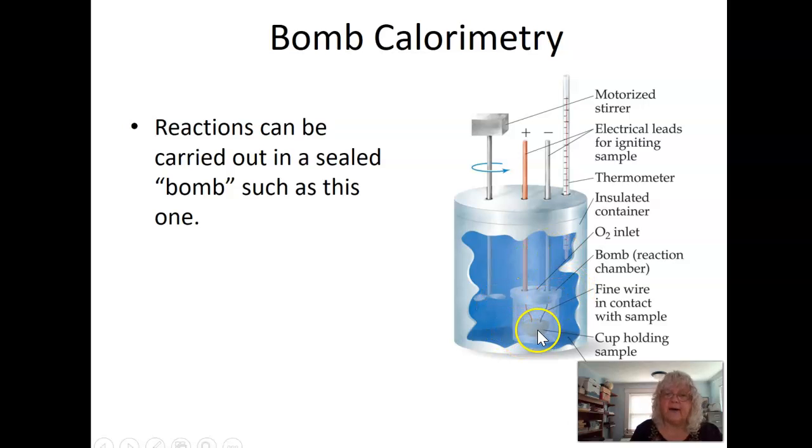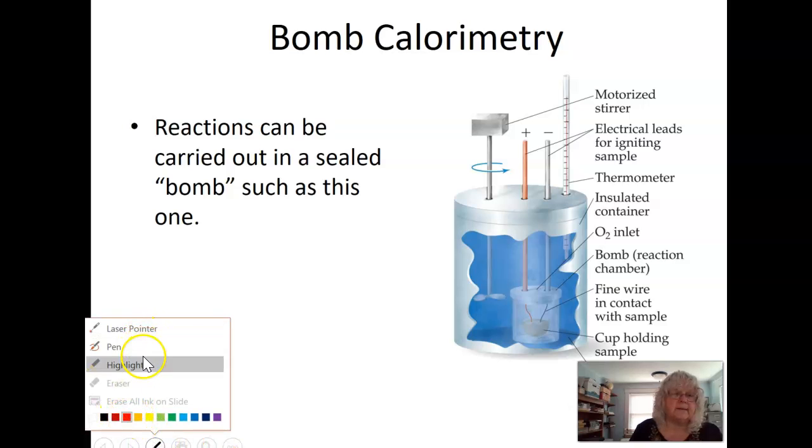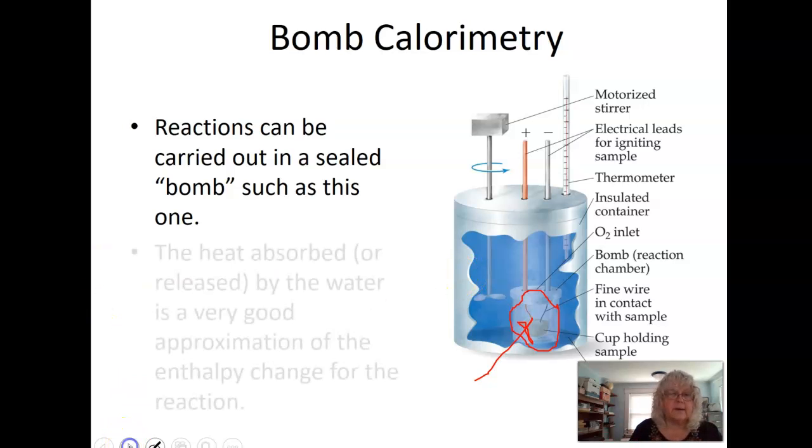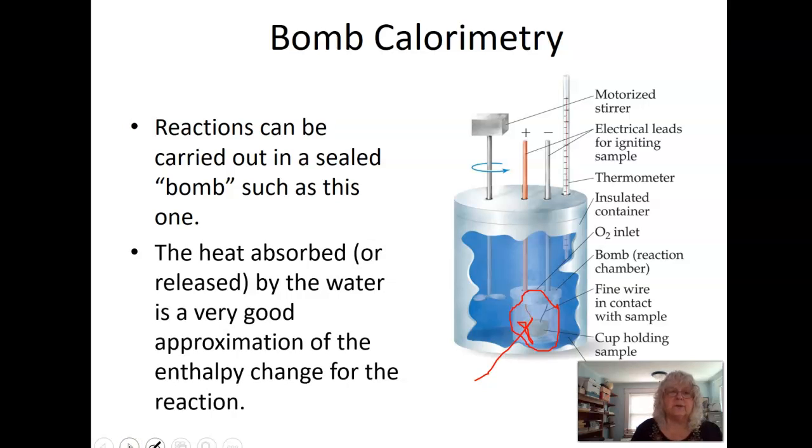Basically what you have is a metal container that's filled with water. Your sample cup is down in the bottom of the water in an isolated container, so it's down here. And then you have wires that are connected to an igniter. This inner container is filled with oxygen, and then you carry out a combustion reaction inside of there. There's a stirrer that keeps everything at an even temperature throughout. So in this case, the heat that's released or absorbed by the water and the contents of the calorimeter is a good approximation of the enthalpy change of the reaction.